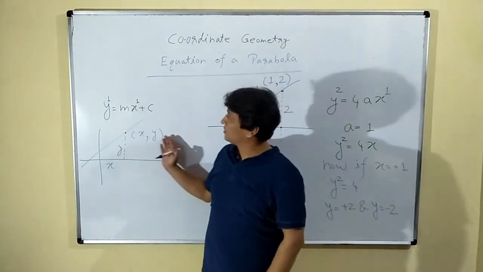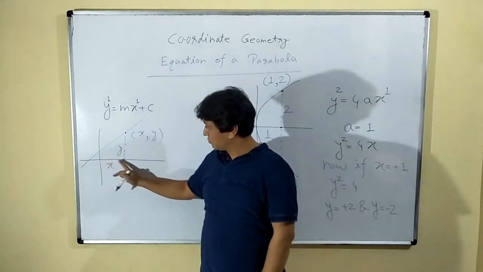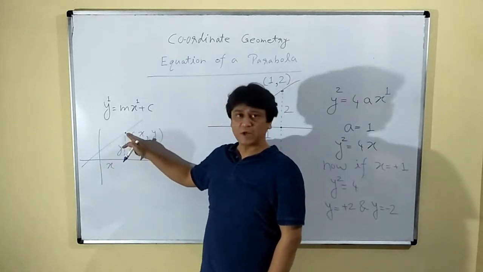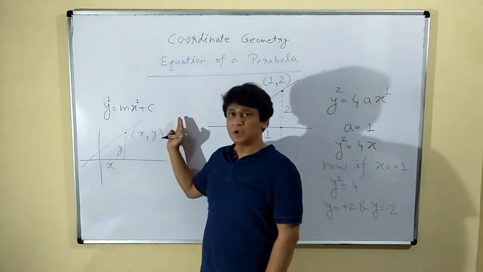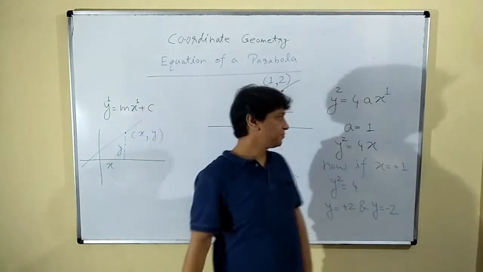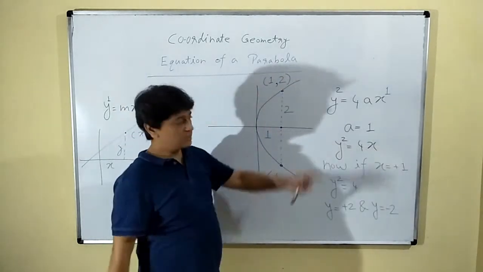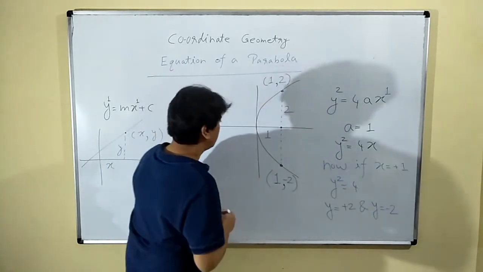Whereas when you deal with an equation of a straight line, for a given value of x, you always get a single value of y. And therefore, equation of a straight line is always in this form, y equals to mx plus c, whereas the equation of a parabola is in this form, which is y square equals to 4ax.